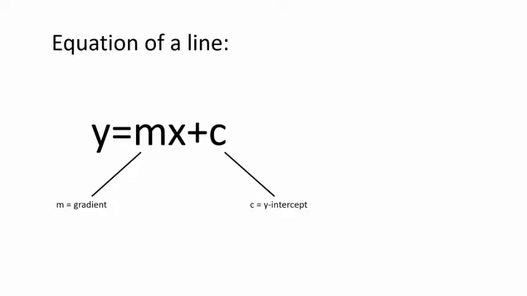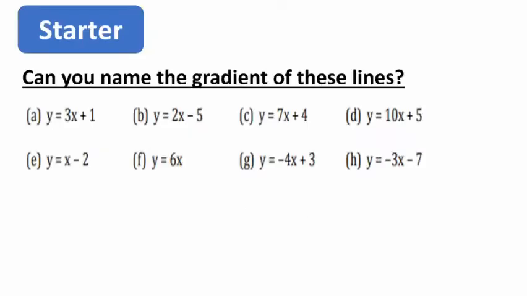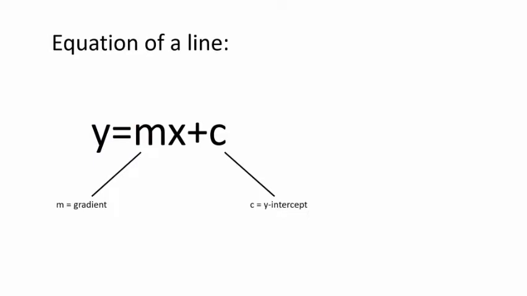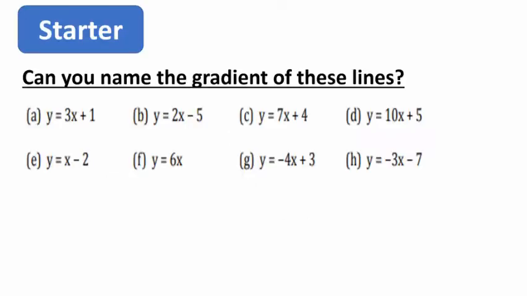So a quick starter. Can you name the gradient of these lines? Remember, the m is the gradient. Can you name the gradient of these lines? Pause here and have a go. Okay, so well done if you got these right. I'll put them up now for you, and I've just circled the gradient in green.